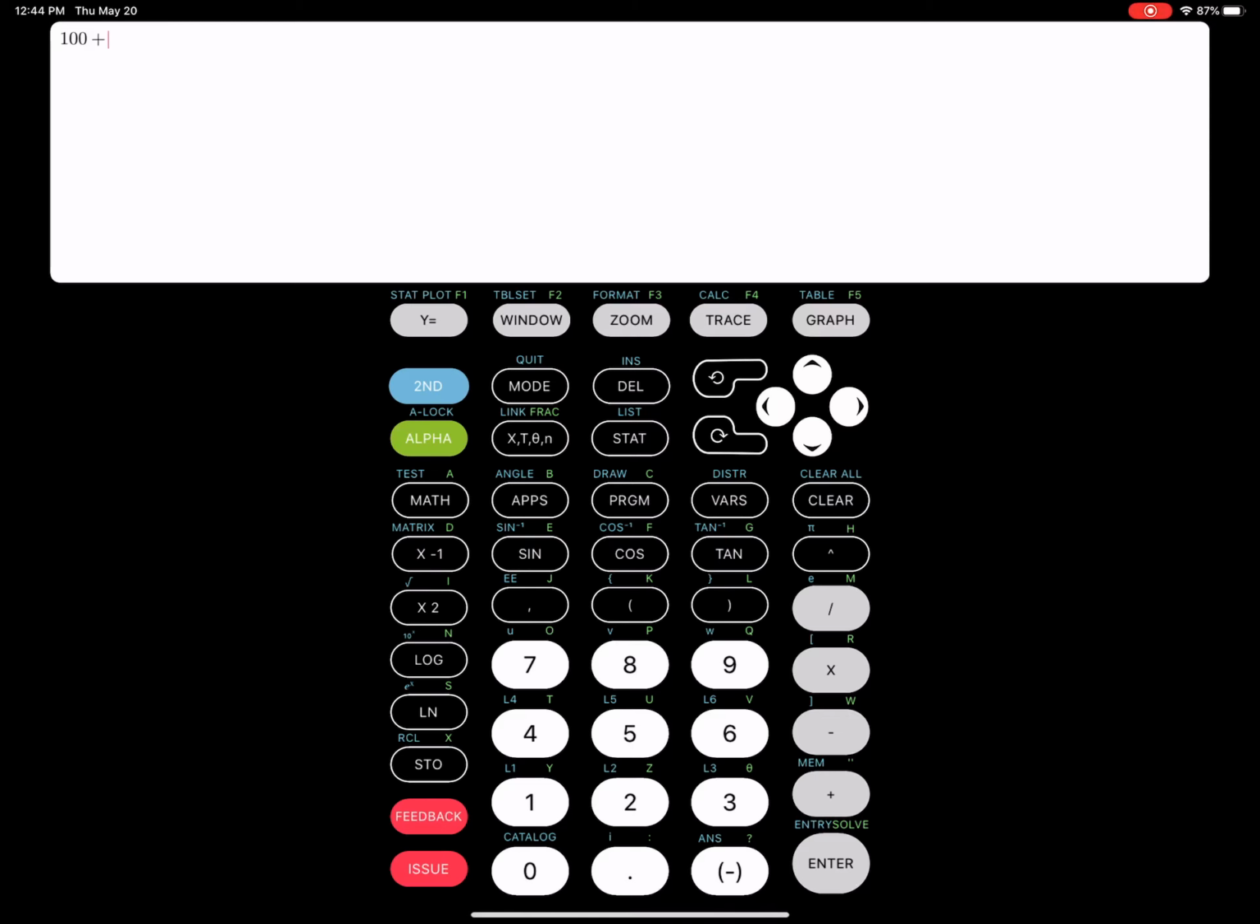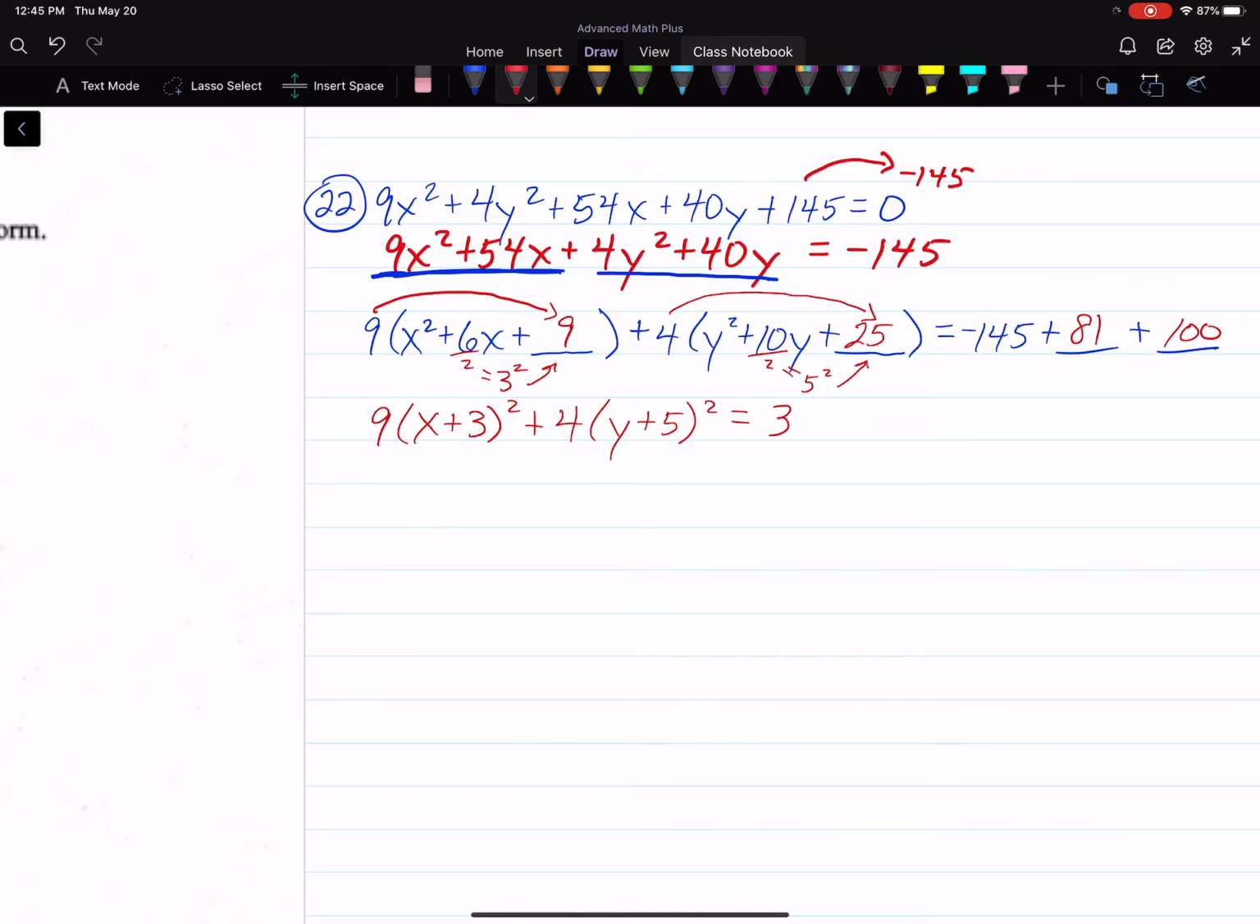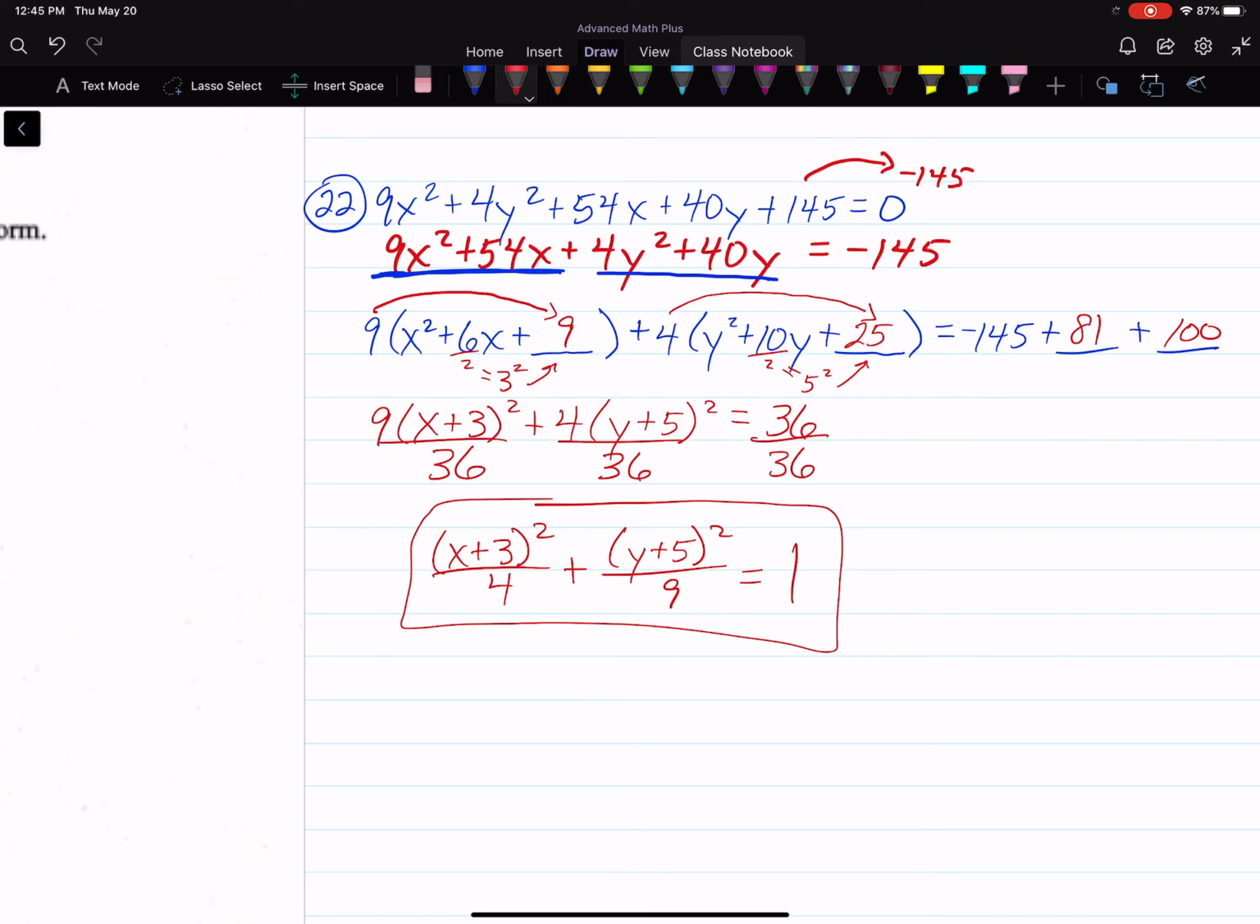100 plus 81 minus 145 equals 36. In our last step, we always want an ellipse to equal 1, so we divide everything by 36. And we reduce. 9 over 36 would be x plus 3 squared over 4. 4 over 36 is 1/9, so that's y plus 5 squared over 9 equals 1. So there's our answer.